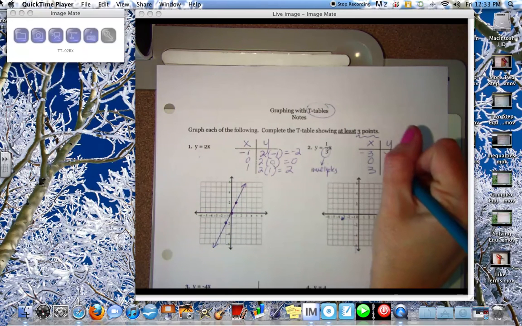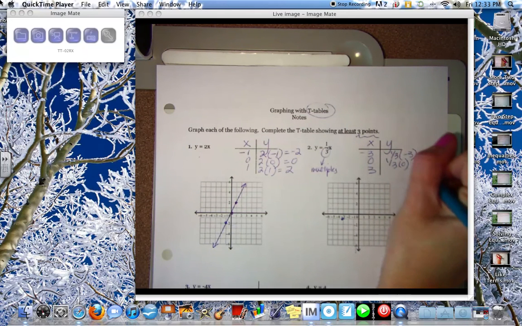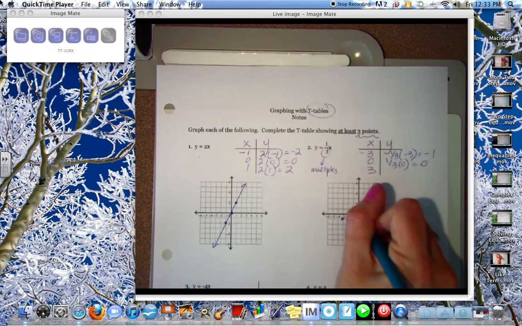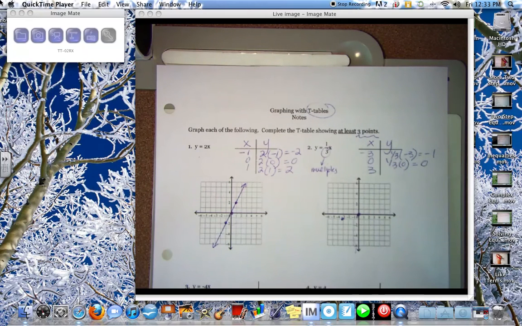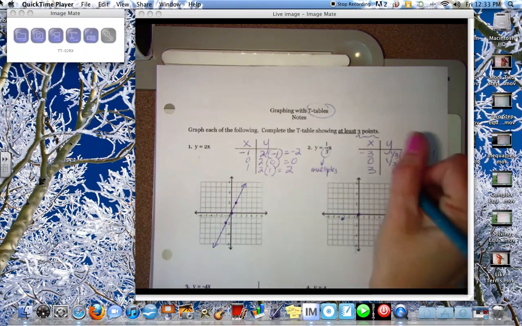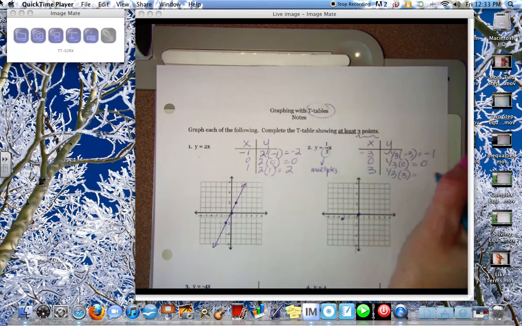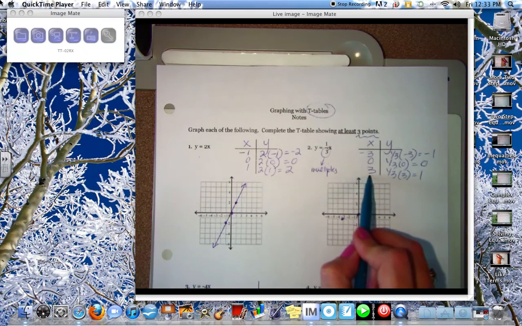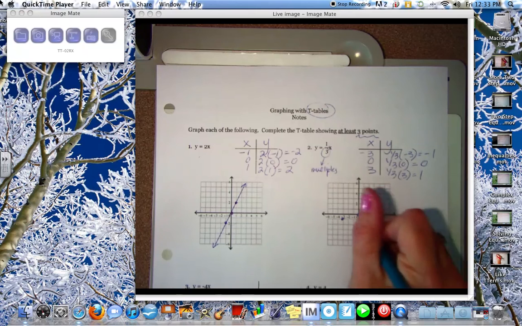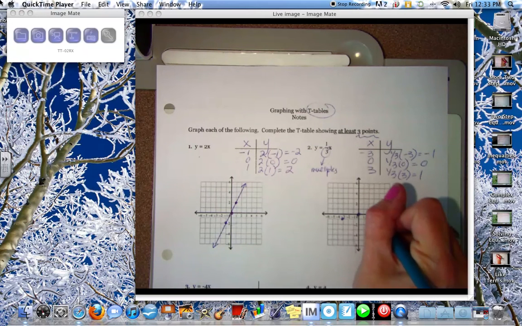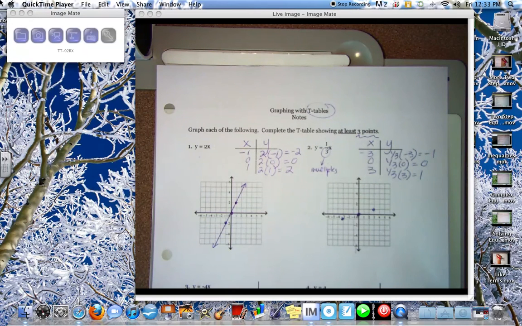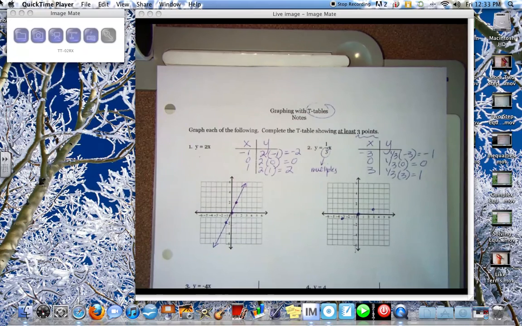When I substitute in 0, I have 1/3 times 0, which puts me at the origin. And when I substitute in 3, I have 1/3 times 3, which gives me 1. So now my coordinate is 3, 1. So I go over 3 and up 1. Does it appear that I have a straight line? Yes. Okay, so then I think we're all good.